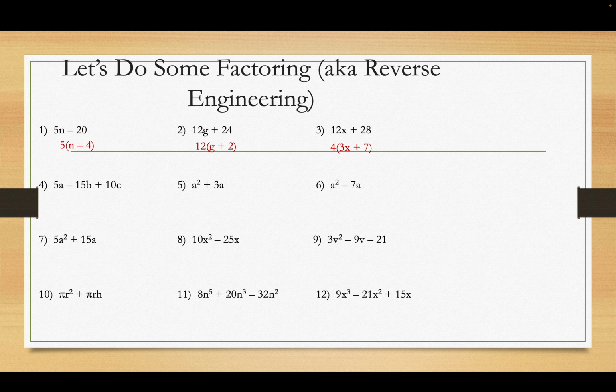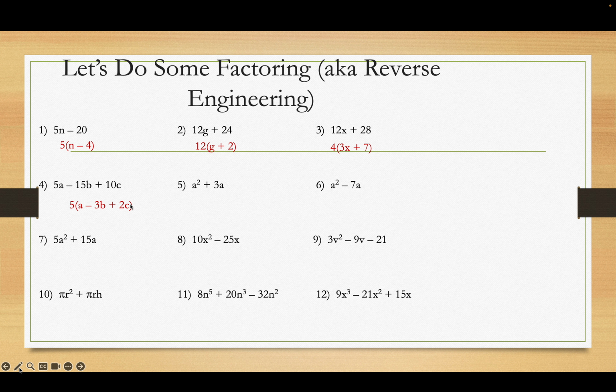Okay, so in the first problem, number 4, they share a 5 in common. So I factor out that 5, I reverse engineer it from the distributing, and I get 5 times a minus 3b plus 2c. Let's check ourselves. 5 times a is 5a. 5 times negative 3b is negative 15b, and 5 times 2c is 10c. I cannot emphasize enough just how important it is that you check yourself by distributing back. If you made a mistake, it usually is pretty obvious and you can correct it before it becomes a problem.